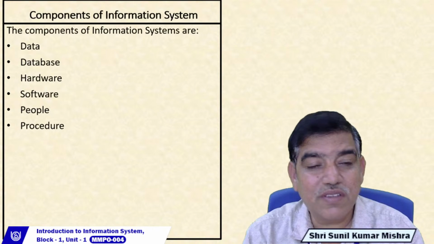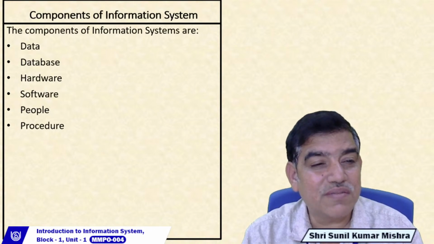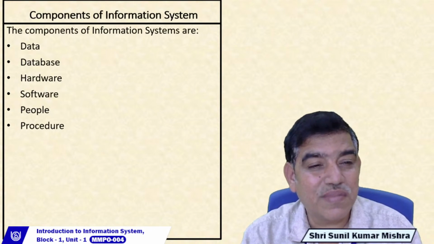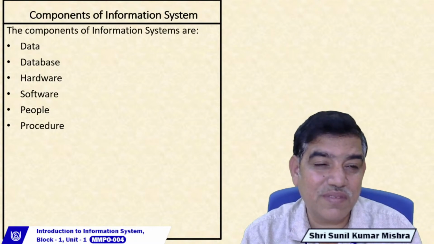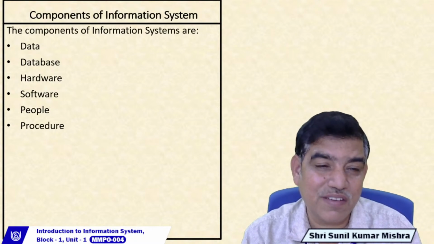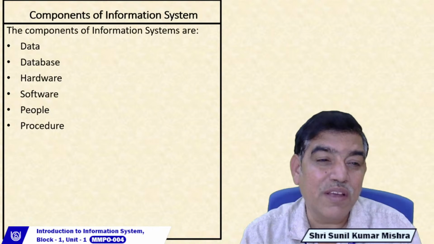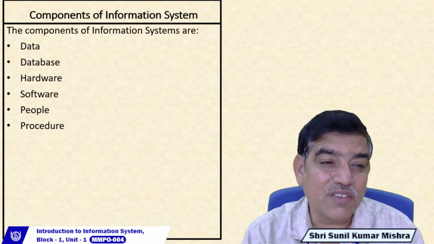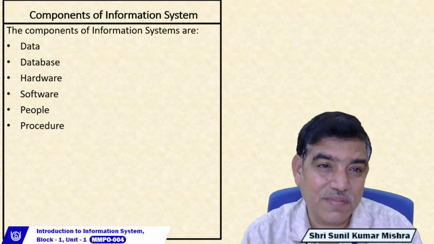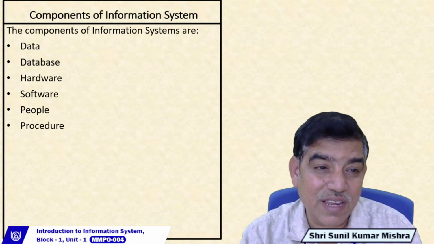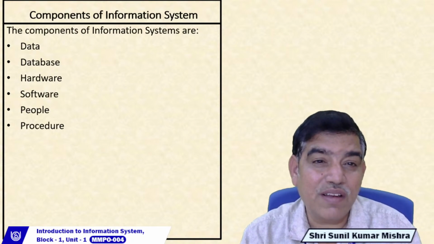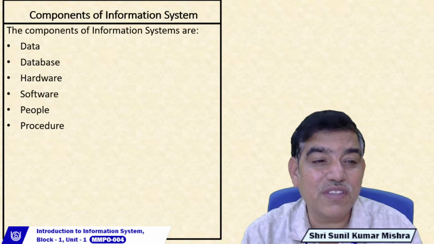An instruction means a set of characters. A set of programs for a specific task, to solve a specific problem, is known as software. So we develop our information system with the help of this hardware and software.